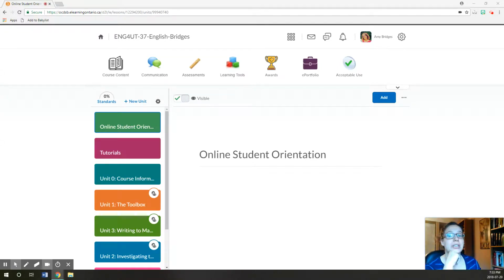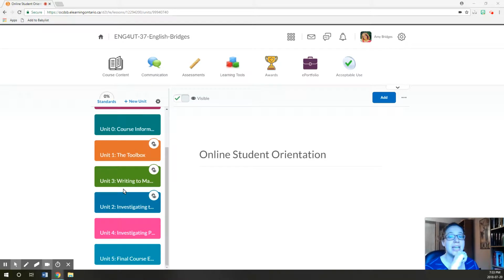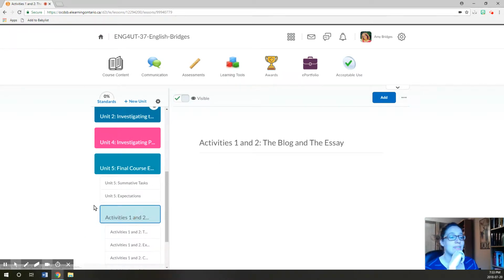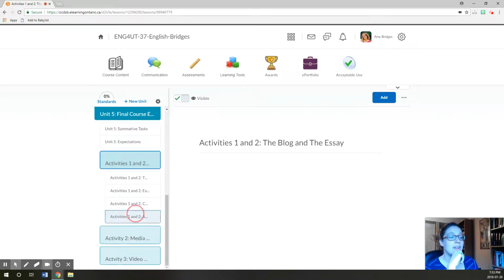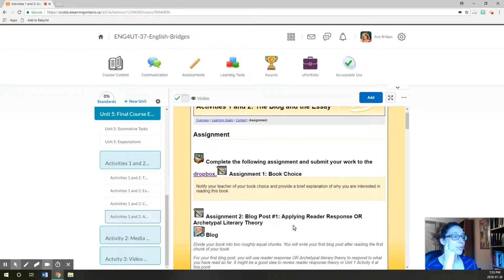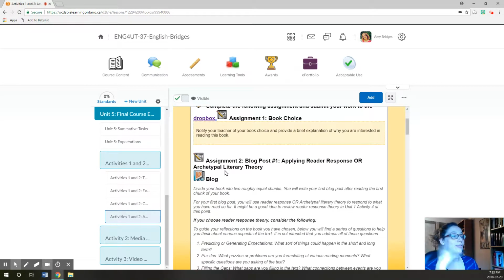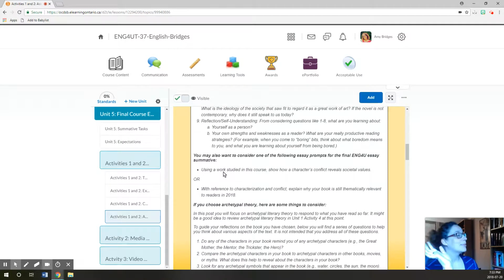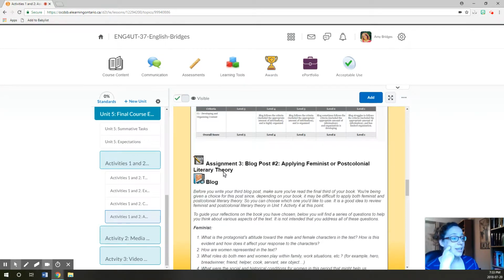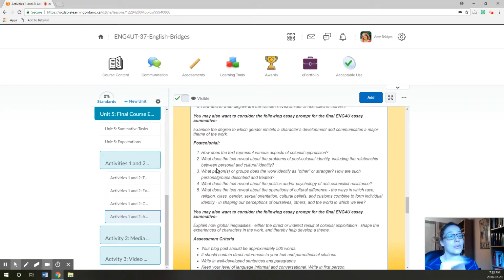Guys, so I'm going to take you through what I'm looking for in terms of your summative essay, the criteria, and where you can find everything. So if you go to Unit 5, Final Course Evaluations, and scroll down to Activities 1 and 2, you're going to find Activities 1 and 2 here at the bottom. The assignment has your essay prompt. So you have to scroll past your first blog post, your second blog post, all of these things that you've already done and received feedback on that should help you to construct your final essay.